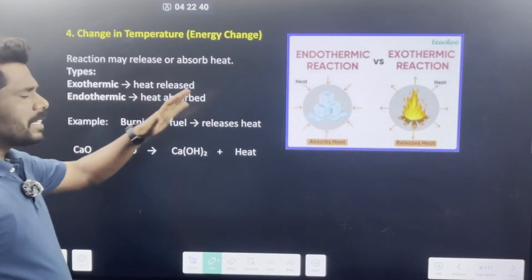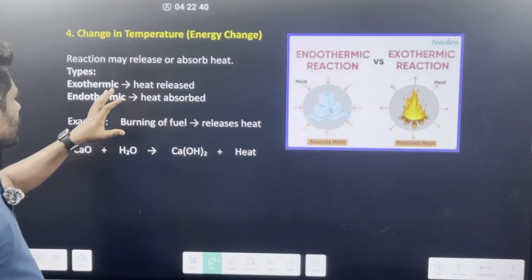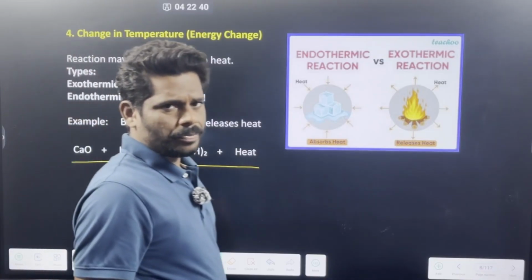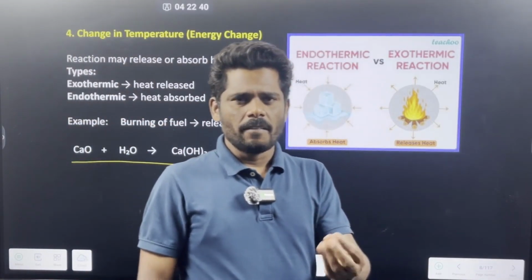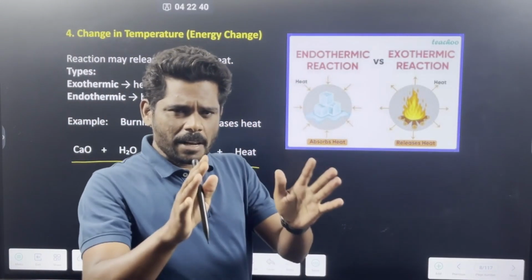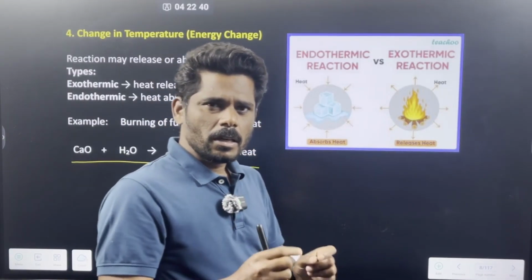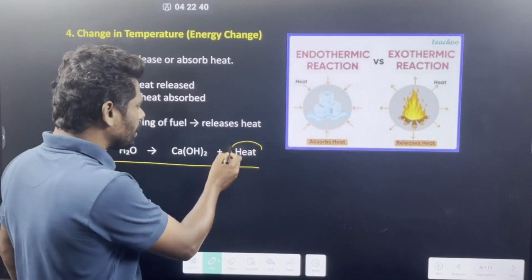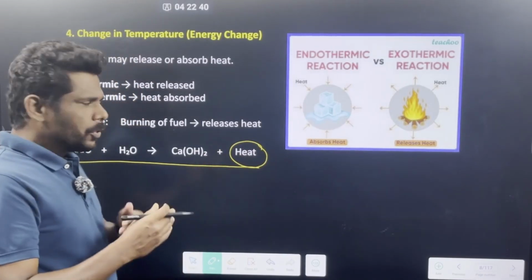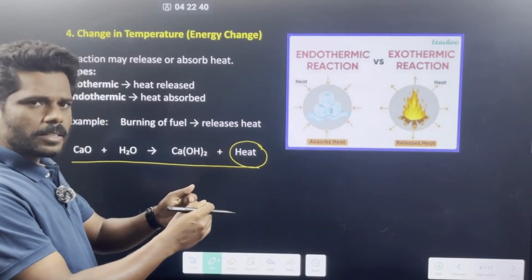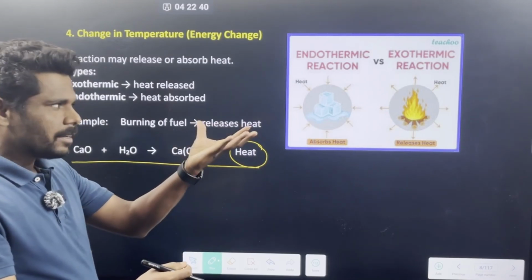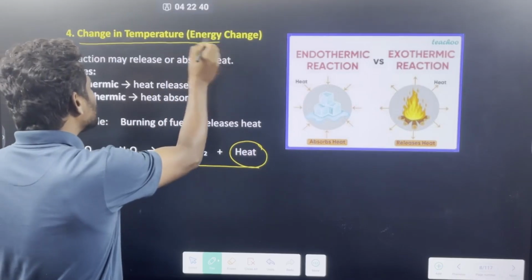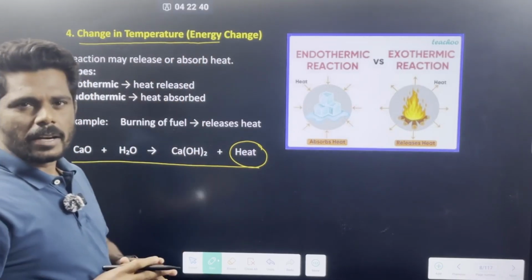Take another, change in the temperature. Suppose you look at this reaction, a very familiar example, quicklime, that is calcium oxide. When added to water, the container becomes hot. That is because during this reaction, some heat is liberated. Due to the release of heat, the temperature of the container increases, where we consider that change in the temperature as an indicator of a chemical reaction or chemical change.